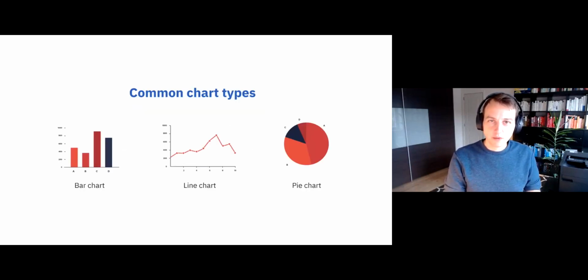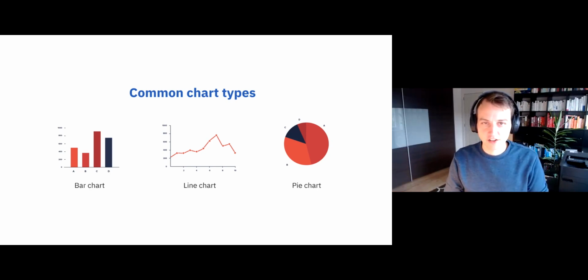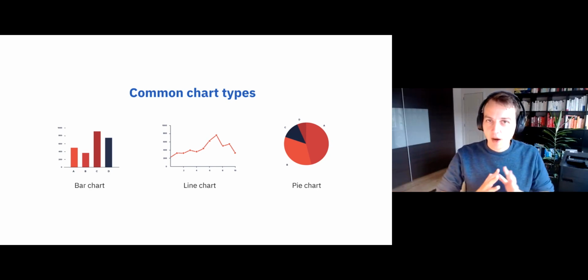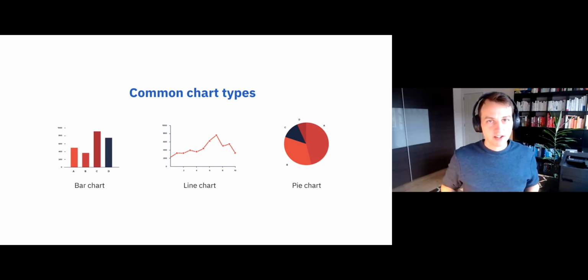Let's just start with the most common ones and the three workhorses, if you want, of data visualization. Maybe we should add the scatter plot to this one, but the bar chart, the line chart and the pie chart, I would say combined make up 90% of the data visualization that we see and are also going to be able to solve almost all of your data visualization issues. So if we know what they can do, what their strengths and their weaknesses are, we can get quite far.